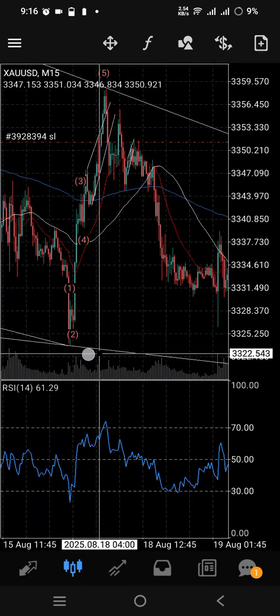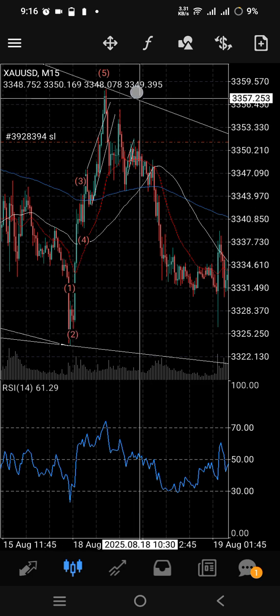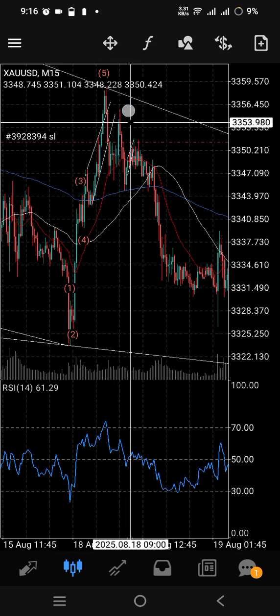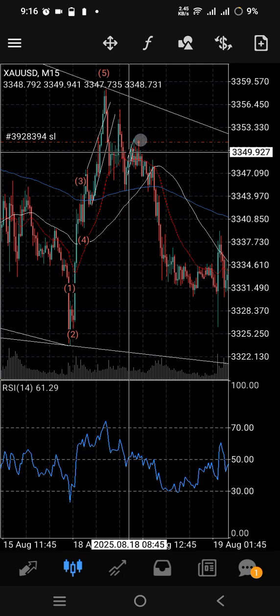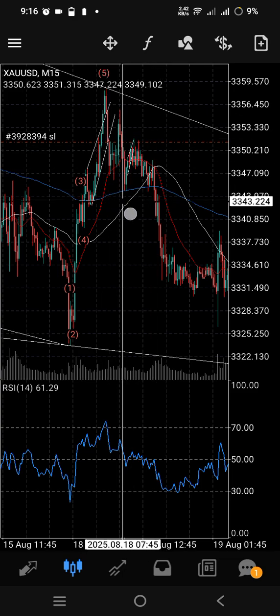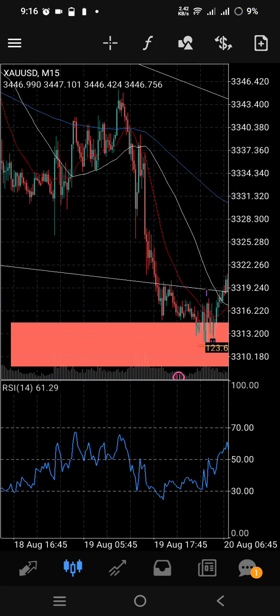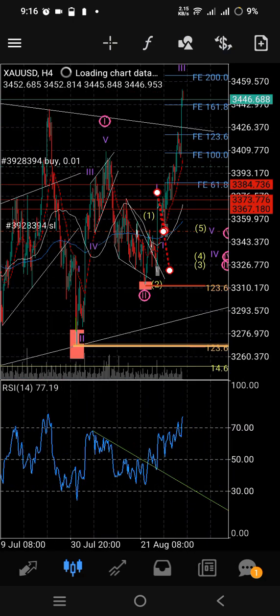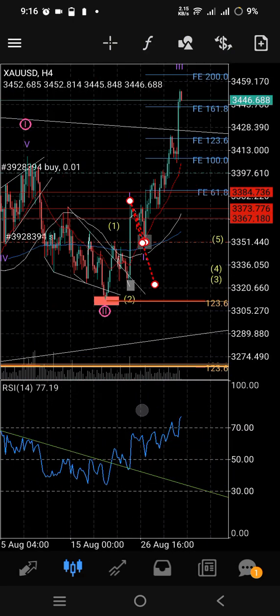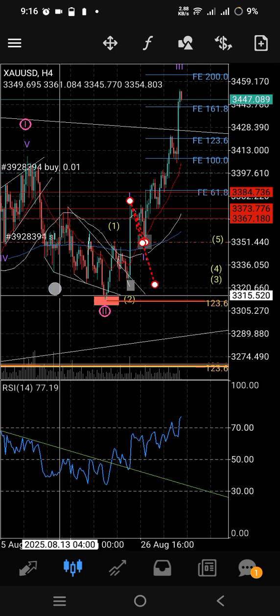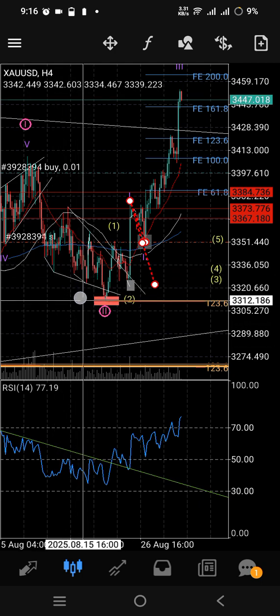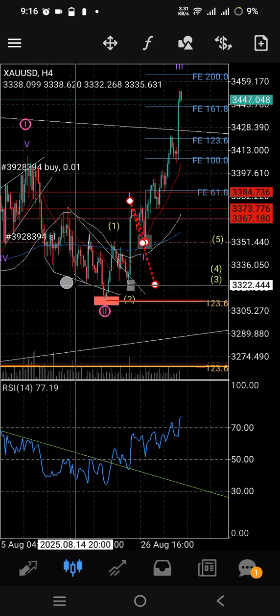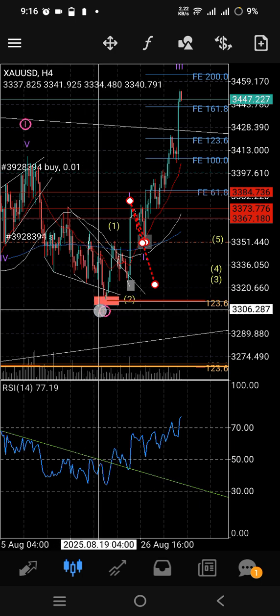I already counted 5 big moves: 1, 2, 3, 4, and 5. Then I counted a 1, 2, 3, thinking that we would move up from here. This trade didn't go so well. Yeah, so that happened quite a number of times. There were divergences that I saw here, but they didn't play out. So I did lose some trades here.